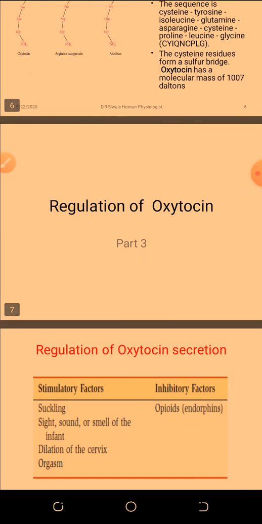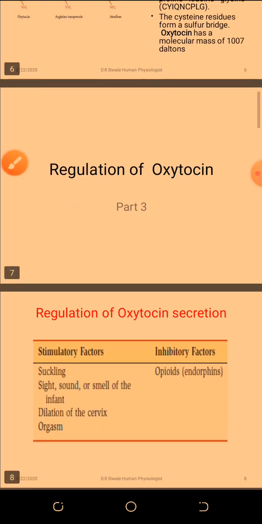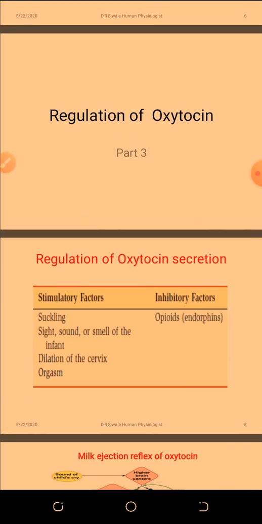Now let's look at regulation. The major stimulus for oxytocin is suckling of the breast. That's a major stimulus. But there are also the sight, sound, or smell of infants, meaning that there is a psychological component of oxytocin secretion. And then there's also dilation of the cervix during birth and during copulation. But the major inhibitors of oxytocin are opioids, the endorphins. So this is the natural regulation of oxytocin.